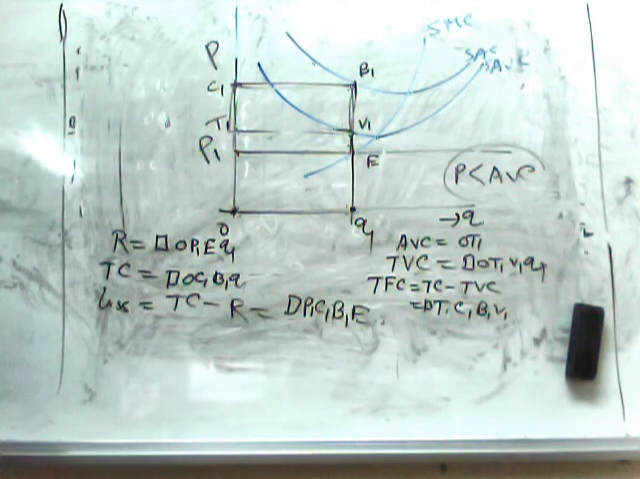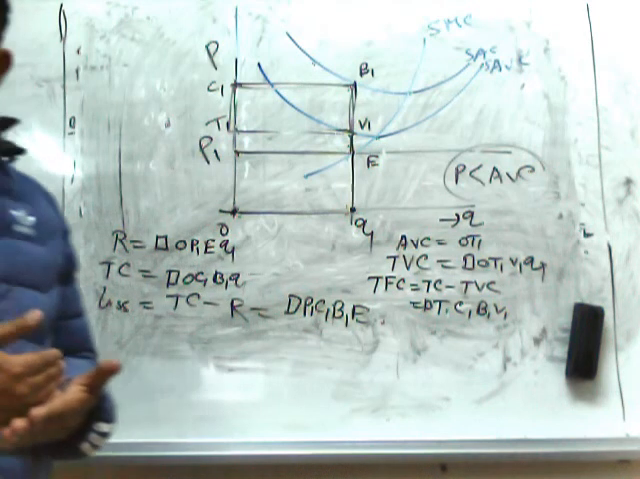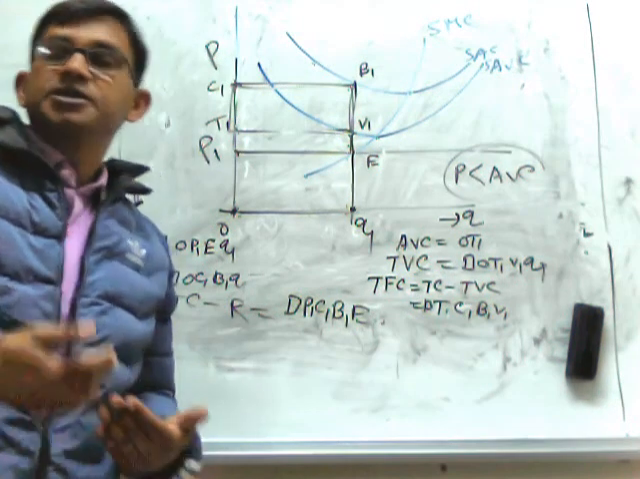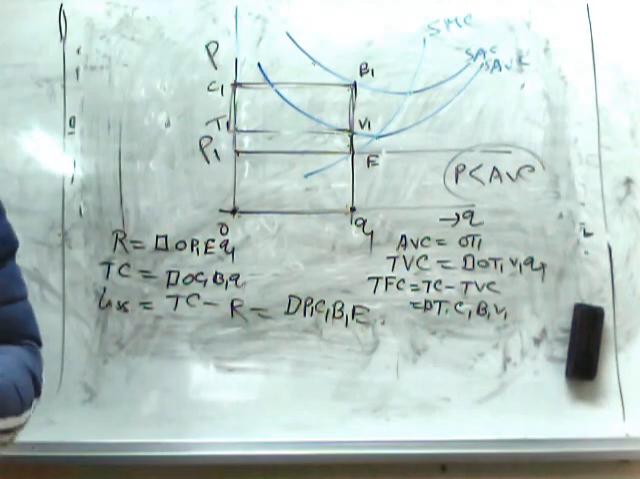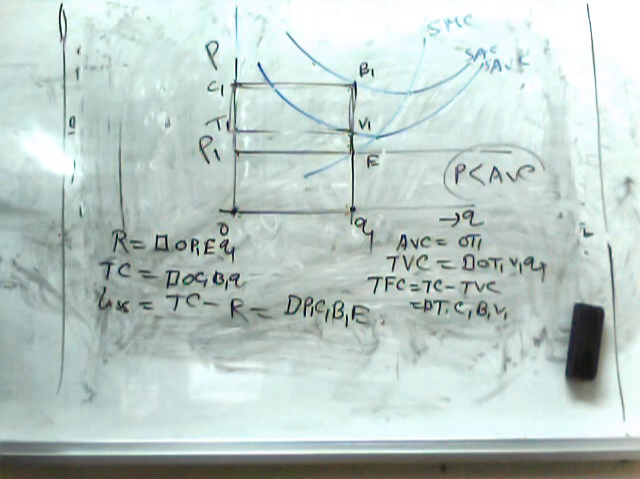But if at the equilibrium level of output the firm's average variable cost is greater than the market price, the firm will definitely leave the market to minimize cost. So that's why the minimum point of the average variable cost curve of a competitive firm is known as its shutdown point. If price falls below that point, the firm will definitely leave the market.